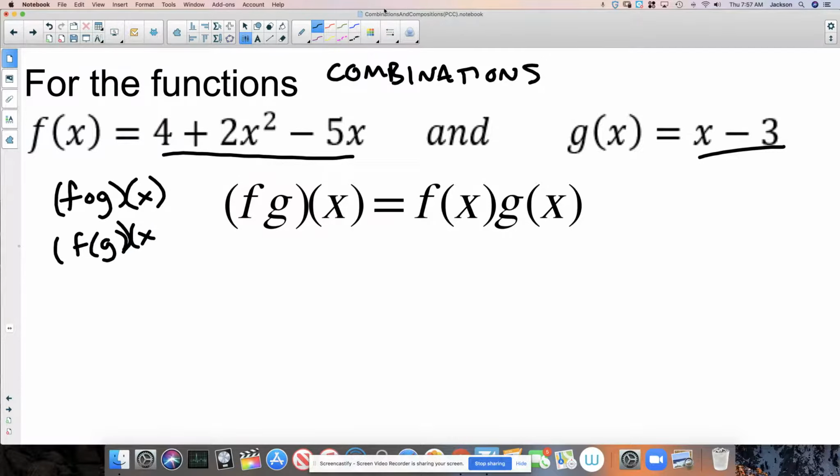Oops, sorry, I screwed that up. We see this. These two notations, these are compositions, not combinations. They're different than this.